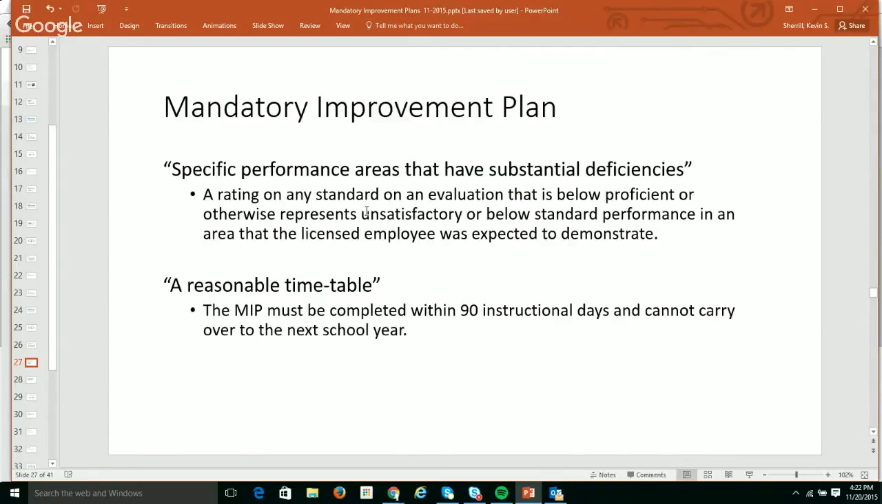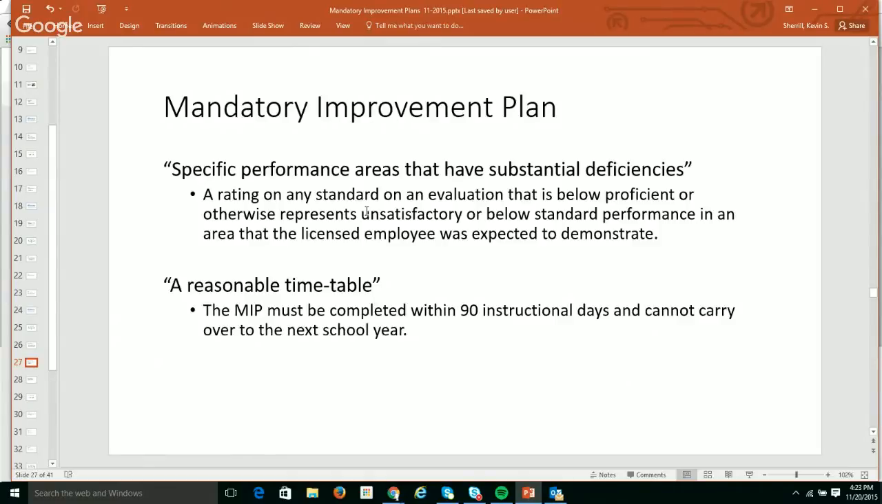You didn't expect them to demonstrate that area, so you don't have to move forward with a mandatory improvement plan, dismissal or demotion. And so I think that's an important thing to keep in mind, and the assistant superintendents and Brenda will certainly be reminding you about that as we go along when you're looking at your evidence and going through your evaluations. But that in an area they were expected to demonstrate is important so that we don't end up with all of our brand new teachers on mandatory improvement plans.